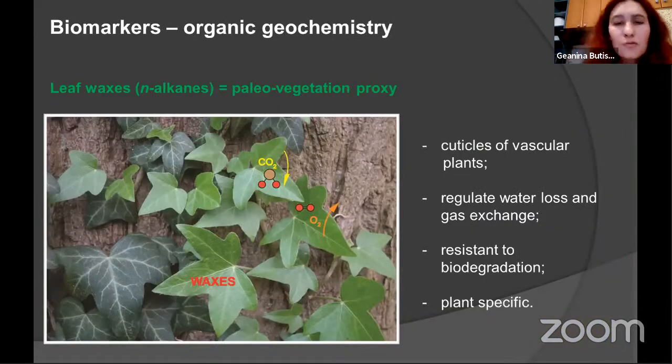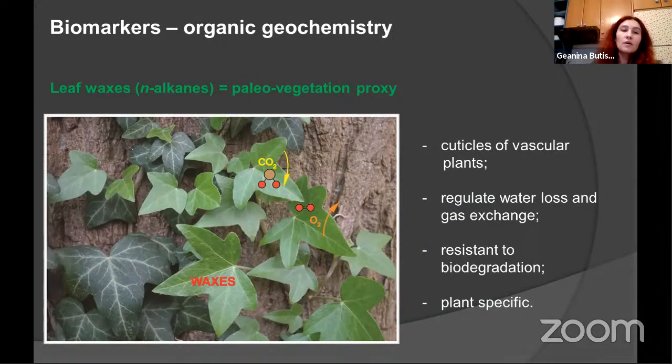I will explain briefly what each biomarker means, because maybe there are people that don't know it. The first things that we used were leaf waxes. They are extremely precious because they are very resistant to biodegradation, but actually they are very simple components that are found in the cuticles of every vascular plant. Their role is to regulate the water loss and the gas exchange with the atmosphere.